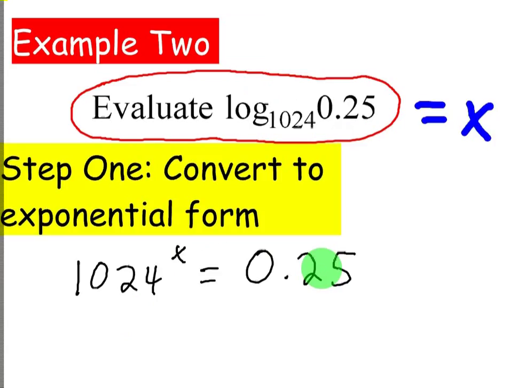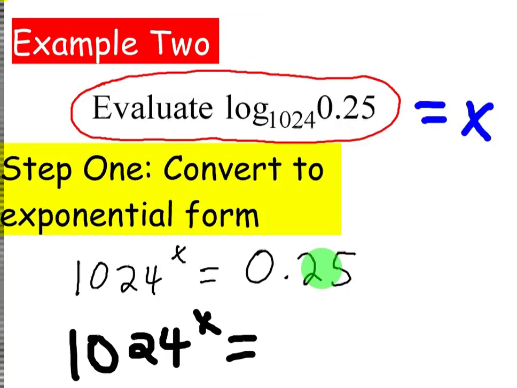Now I'll give you a hint before we go to the next slide. How can you write 0.25 as a fraction? That's what you want to do. 1/4. Okay, so maybe now you can see what the common base is going to be.